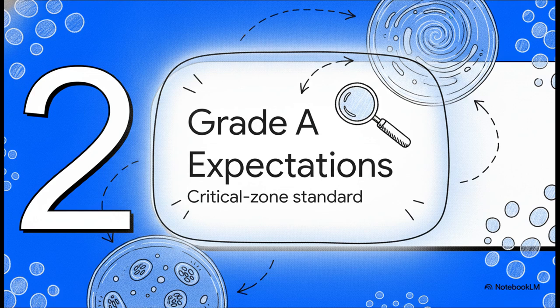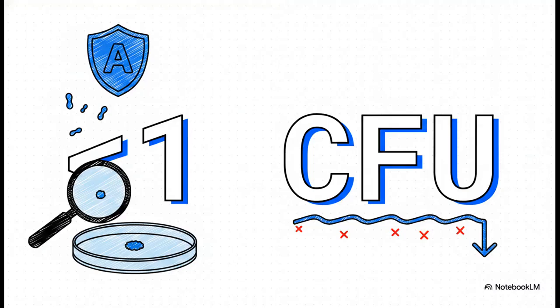Moving to Section 2, Grade A microbial expectations. We're shifting our focus directly into the critical zone standard. In a Grade A environment, the microbial expectation is effectively zero recovery. Because we can't mathematically prove absolute zero in biology, your action limit must be set at the lowest measurable level, which is less than 1 CFU, or colony-forming unit. This is an absolute line in the sand for pharmaceutical quality. There is no wiggle room here.